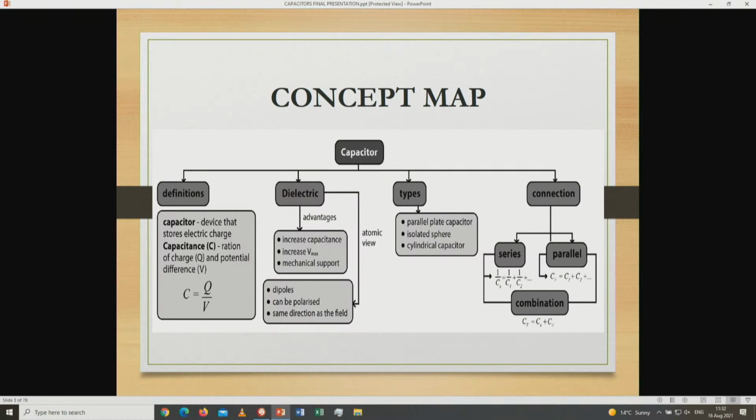Right. Now, this is a concept map for capacitor. We are going to look at definitions, and under definitions, the capacitor, capacitance, and you can also include a definition for dielectric. We are going to look into dielectrics, advantages of using dielectric, and the atomic view of the dielectric, types of capacitors, also connections of capacitors, how they are connected in series, in parallel, and the combination thereof.